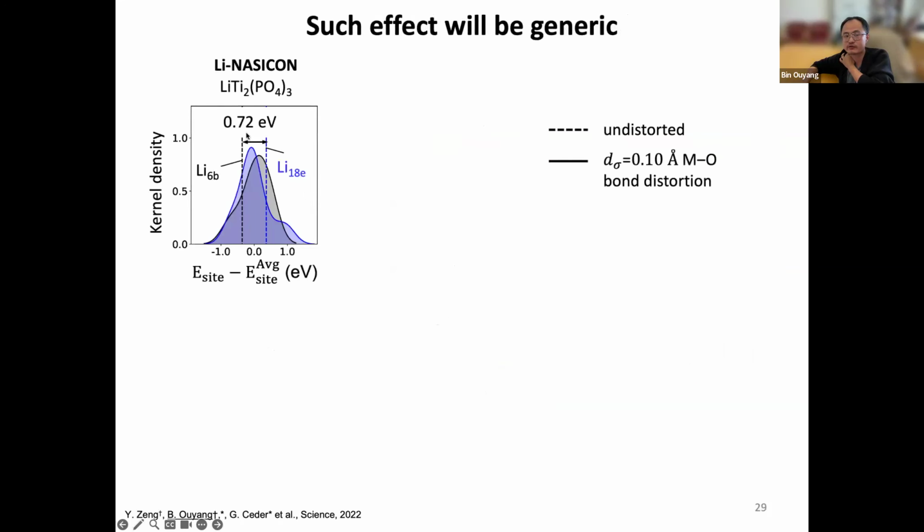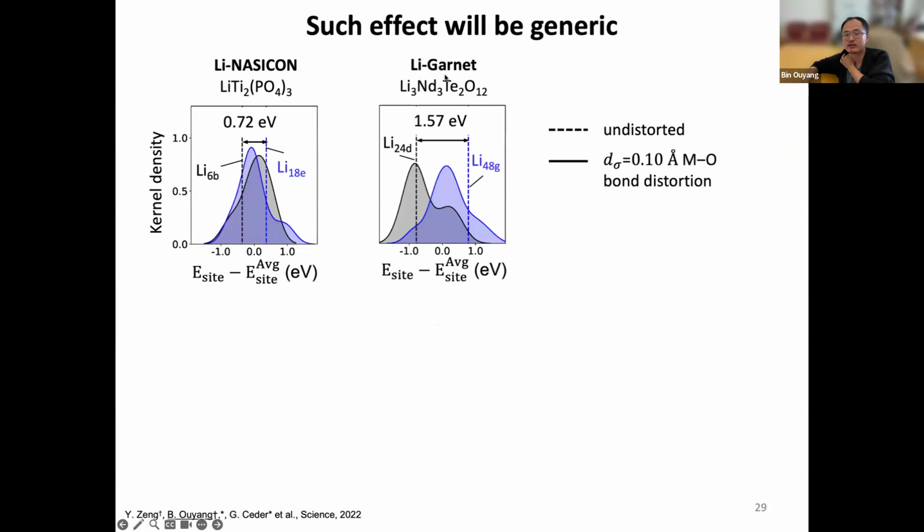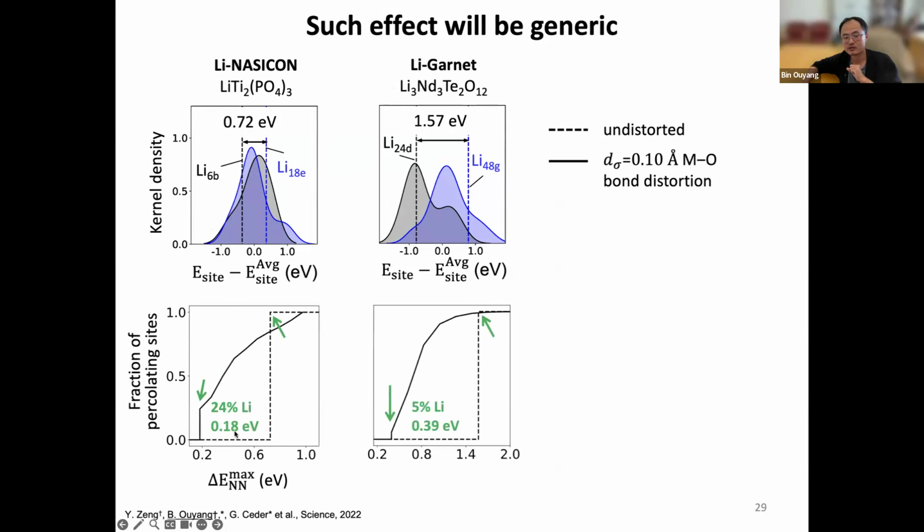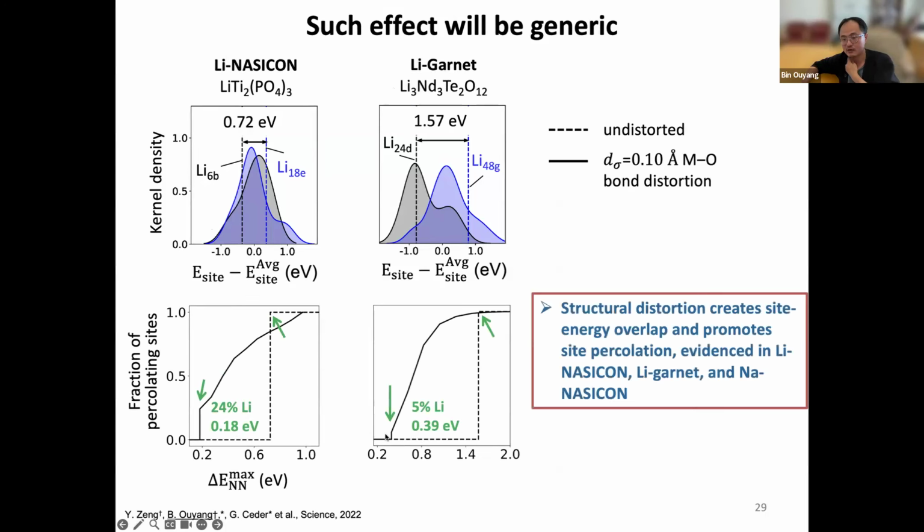Lithium NASICON, this is a lithium version of the same materials. We also did lithium garnet, which is a totally different structure. It's intrinsically a silicate mineral, but battery people successfully make them into very useful superionic conductors. So for all cases, we did the same calculation by introducing perturbation of the bond length. They all can cause different levels of overlap of site energy differences, site energies. And then you're going to start to percolate lithium at much lower diffusion barriers. So this is sort of a generic phenomenon, regardless of which anion you have or which lattices you have.